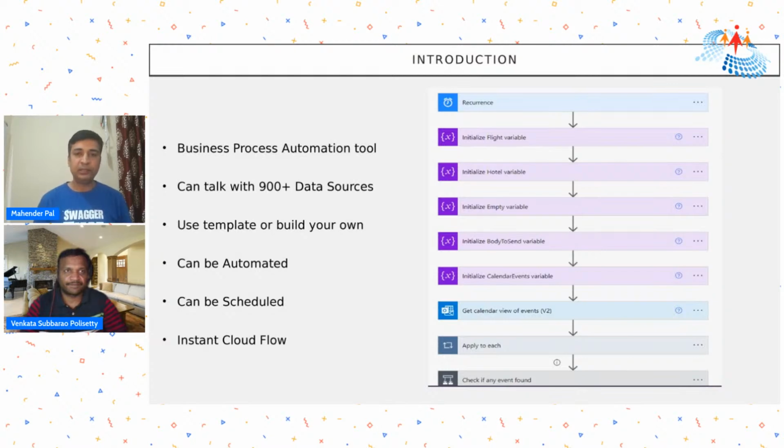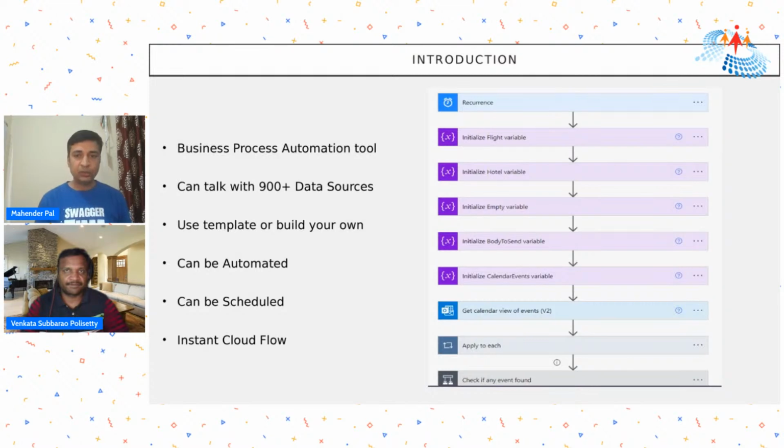Similarly, Power Automate is the same type of application, which is basically part of the Power Platform, and it allows you to automate your business processes. Depending on what type of business you have and what type of processes there are, you can automate every process here depending on the requirement.